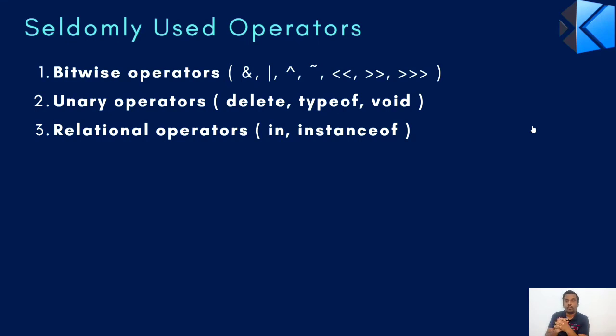Then we have relational operators. We are definitely going to see what relational operators are. We'll keep it for later and I'll explain everything in depth, because instanceof is usually used in functions and loops. So let's park it for now and we'll come back to it in later videos. I think that's it for today. We saw the complete operators, everything we have in operators.